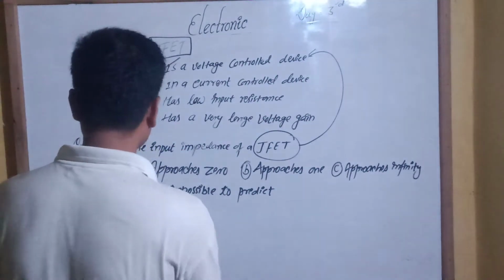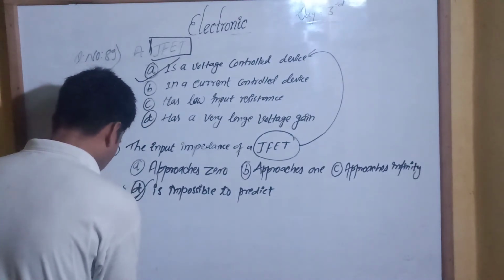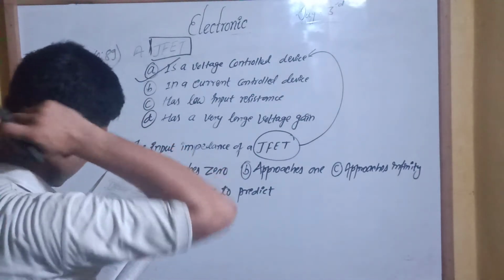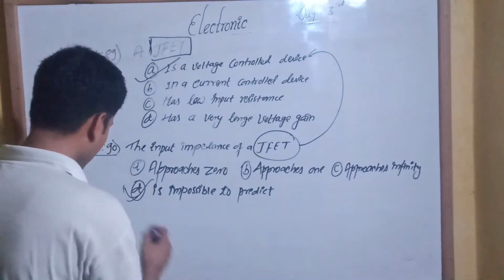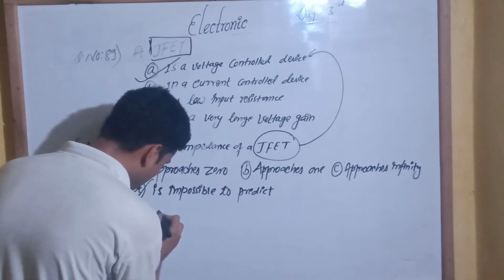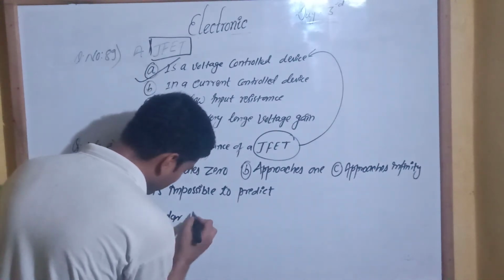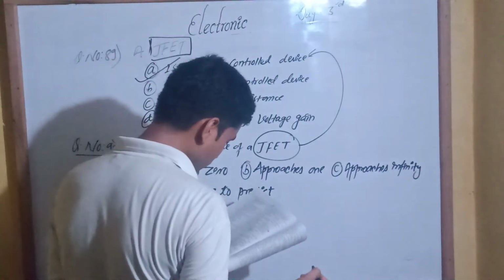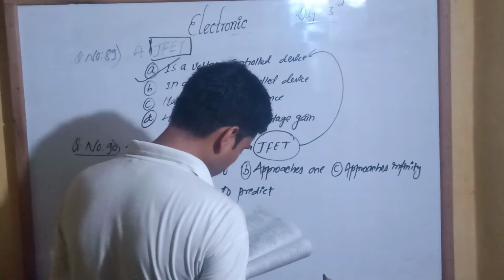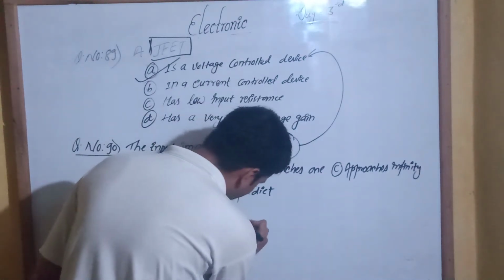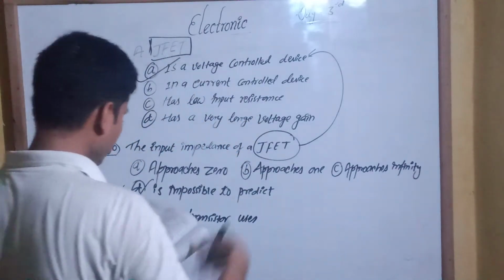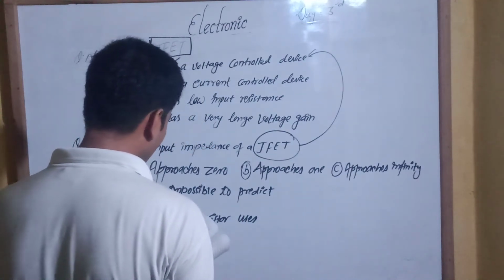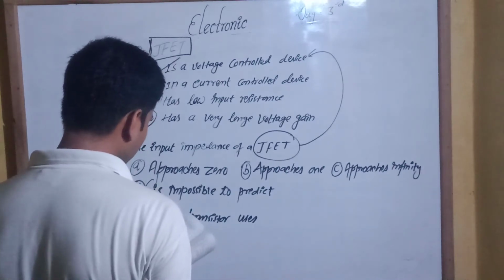Now I'm going to write the next question, question number 91. A unipolar transistor is used for which purpose? Both free electrons and holes, only free electrons, only holes, or either one or the other but not both.